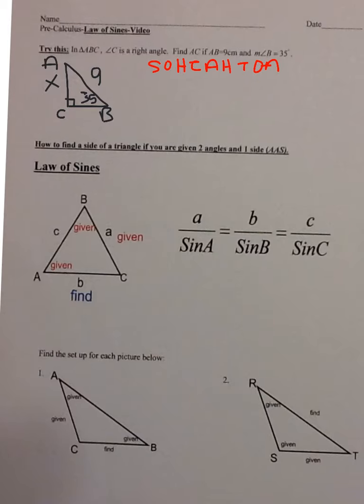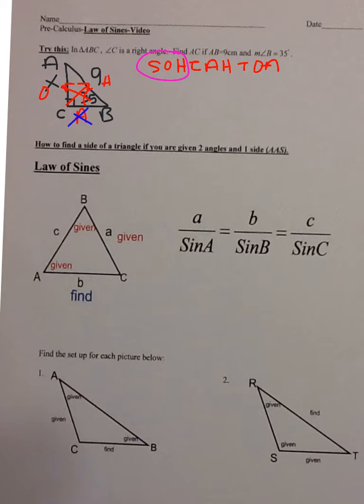So I have my hypotenuse is 9. Across from 35, that would be my opposite, and then I have this side is adjacent. Now, there's nothing on the adjacent side, so I'm not going to use it. So which function uses opposite and hypotenuse? That would be sine. So I'm going to use sine here.